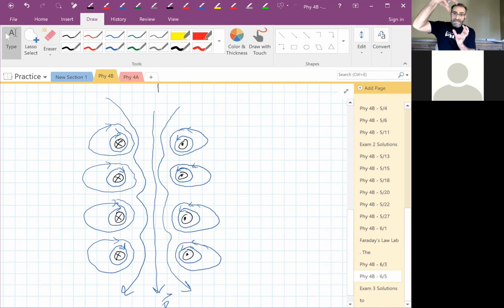As we pinch those coils closer and closer together, the fields on the outside get stretched out more and more. The effect on the outside gets reduced, and the effect on the inside becomes more and more uniform. So this turns into this.